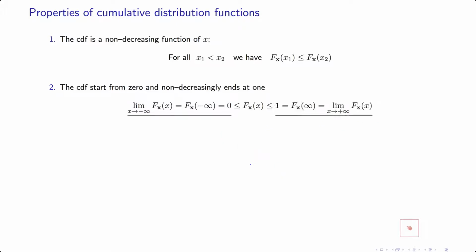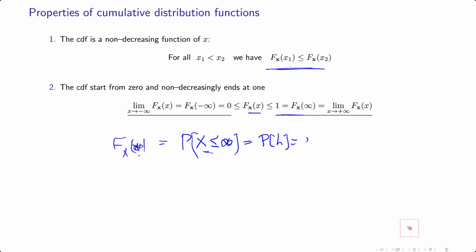The other side is that if x is plus infinity, so the probability that X is smaller than or equal to x, now if this x goes to plus infinity, this is equal to FX of x. If you put infinity here, all possible outcomes are smaller than infinity, so this is the probability of your sample space, which is equal to 1. So the CDF is always non-decreasing, it can only increase or remain constant. It starts at 0 at minus infinity, and at plus infinity becomes 1.